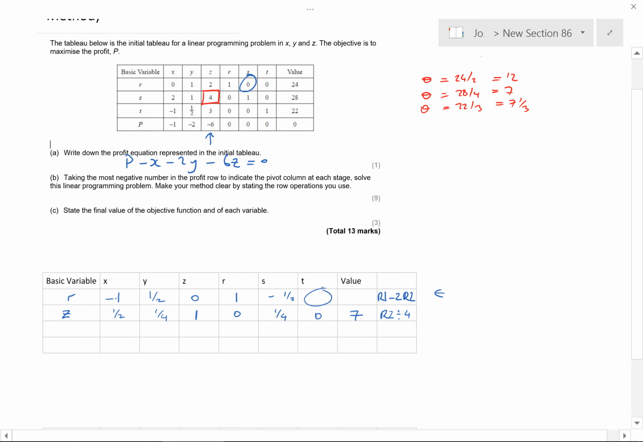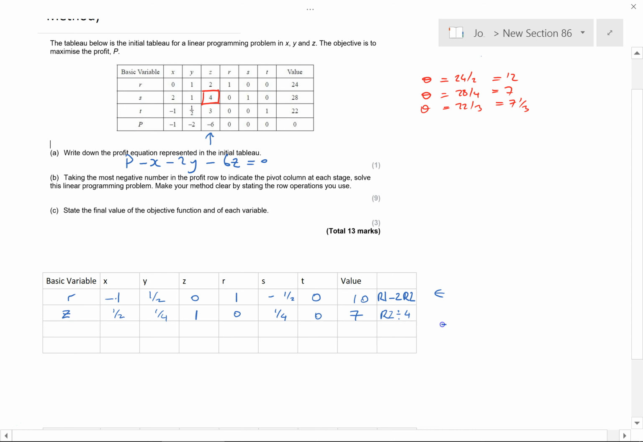And this number here is equal to 0, and we've got 0 here as well. So 0 take away 2 times 0, which is equal to 0. And then this number here is equal to the old 24 here, take away 2 times 7. So that number there is equal to 24 take away 2 times 7, so that makes it 10.